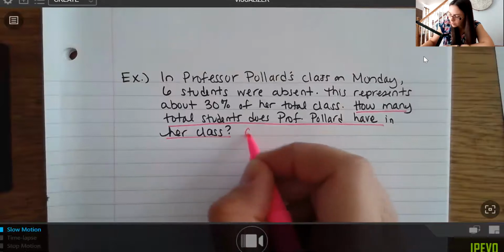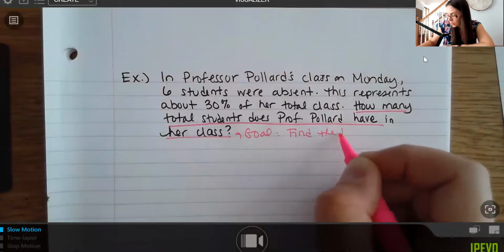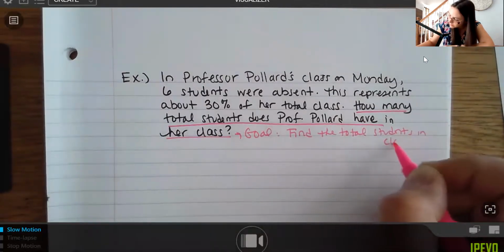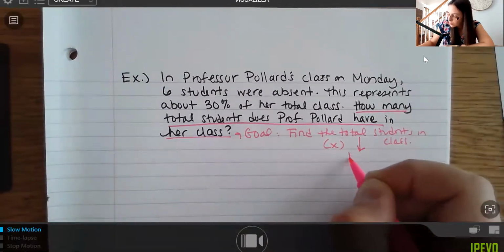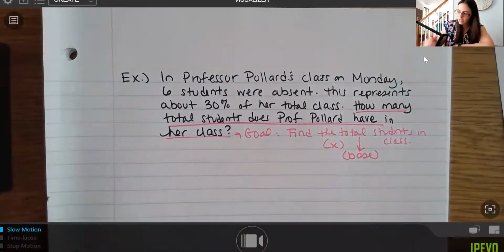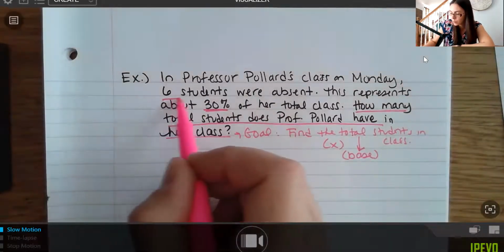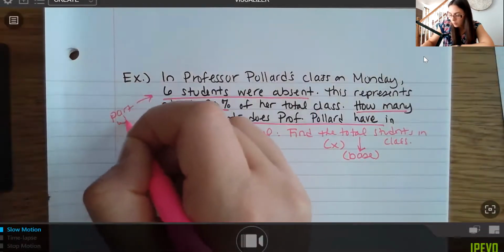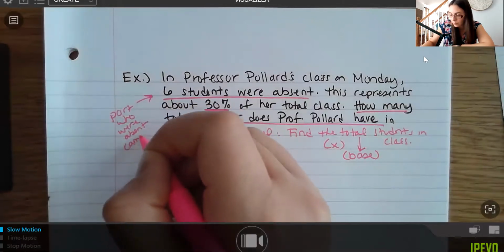right? So the goal here is to find the total students in class. So this is what my X is going to be. Notice here I see this word total. So your total represents your base. We must be looking for the base this time. And I do have my percent. That's always the easy one to find. And then notice that 6 students were absent. So this is the part, the ones who were absent. So this is going to represent our amount.